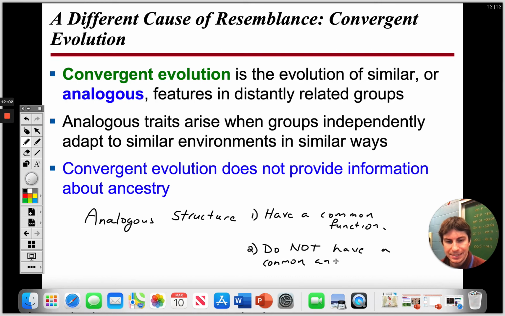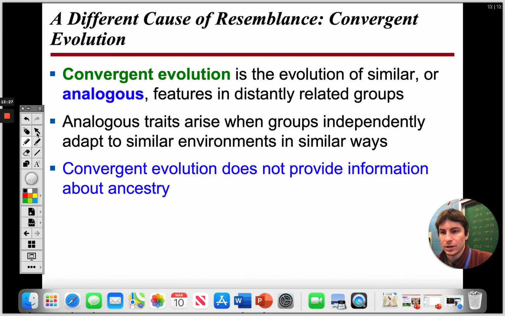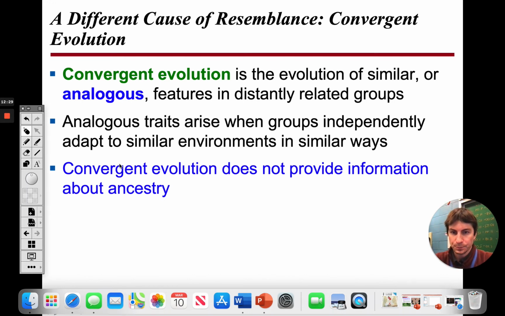So this is the exact opposite of homologous structures. Homologous structures share a common ancestor. The internal structure was the same, but the function was different. Analogous structures have the same function, but they don't have a common ancestor. That tells us it's going to look the same and function the same, but there's no evolutionary common past between these two.